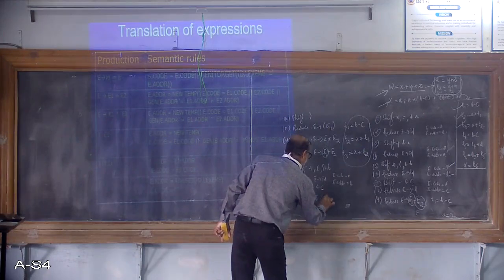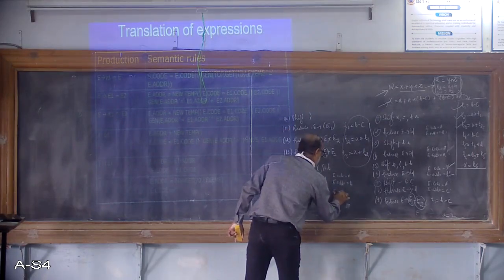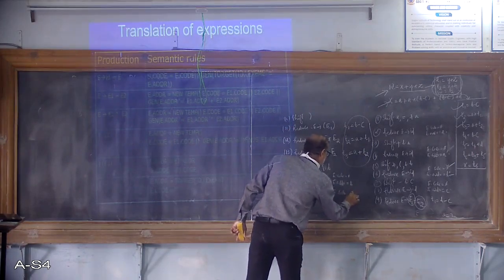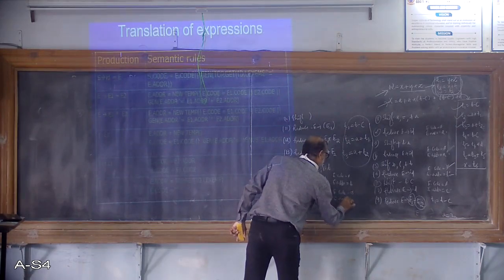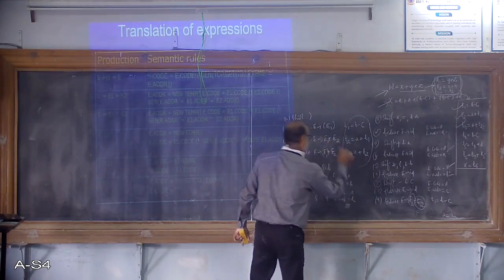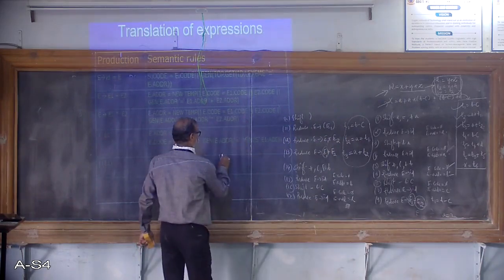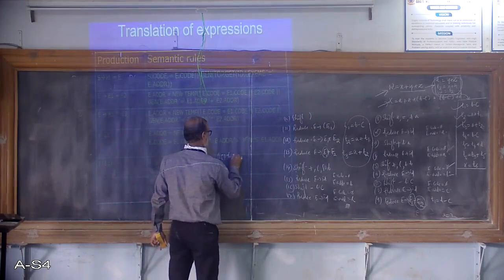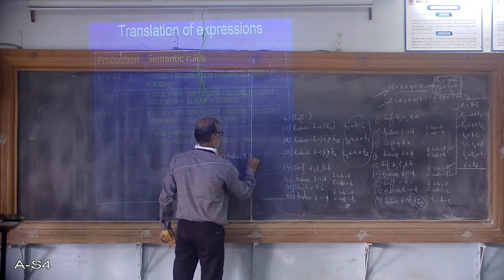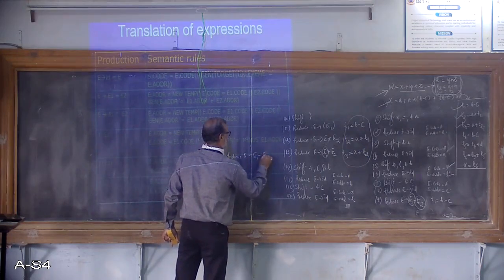Again E derives ID. Okay. So no code is generated. E.code equals null. Then E.address equals C. Then 18th step, reduce with production E derives E1 minus E2.